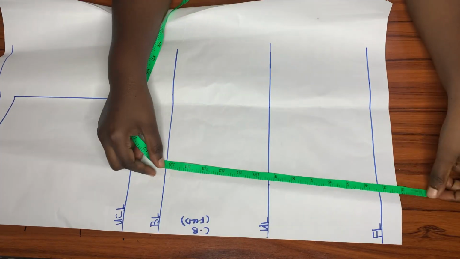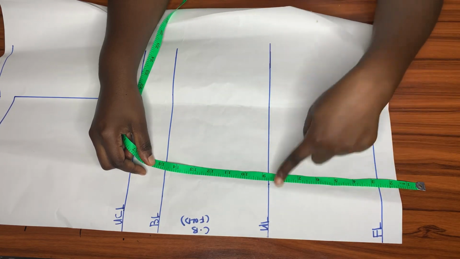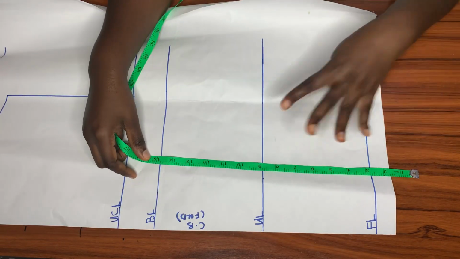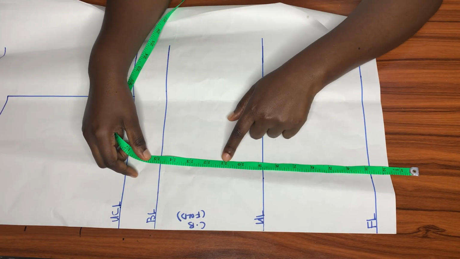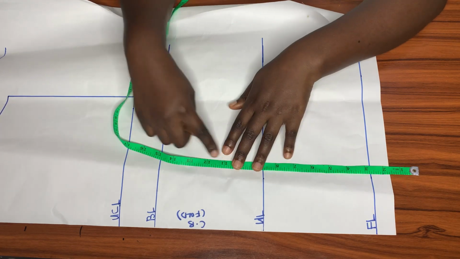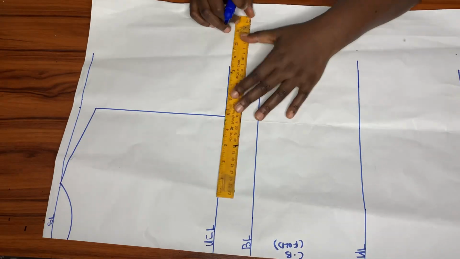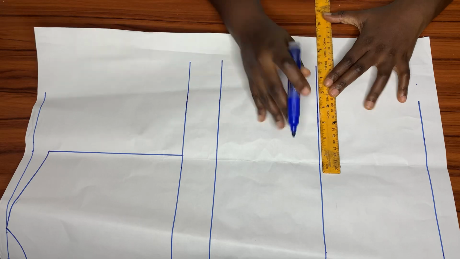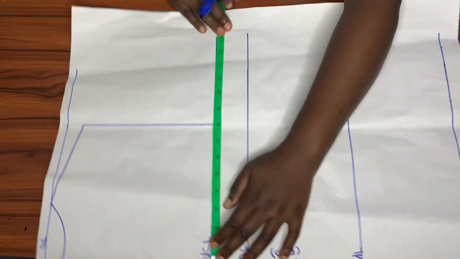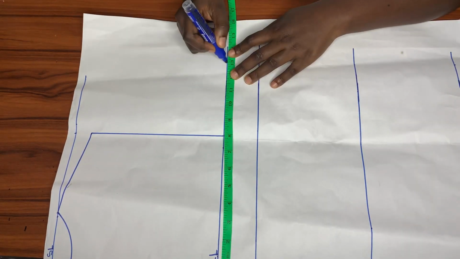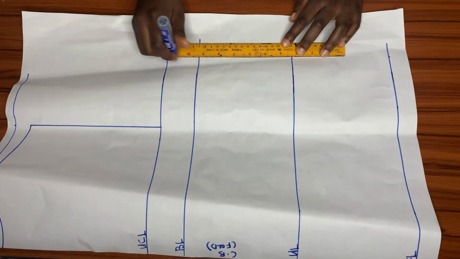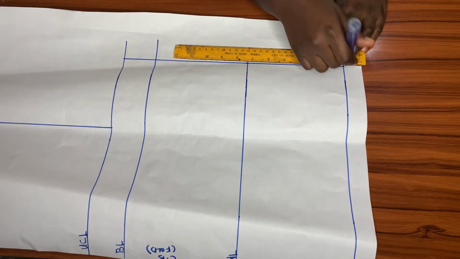For my horizontal measurements, I decided to go with a quarter of my hip circumference plus 2 inches. A quarter of my hip circumference is 11, plus 2 inches, making it 13. First, I'll be extending all the horizontal lines, and when I'm done with that, I'll go ahead and mark 13 inches all the way downwards. And then I'll connect them all together in a straight line.